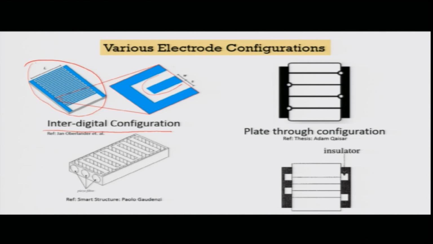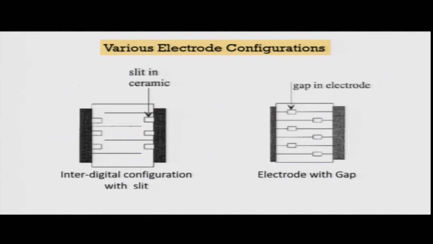Now, the other one that we use for the multi-layer stacks is a plate through configuration, where you have direct connections between the two electrodes. This is called a plate through configuration. You can also have a configuration where you have these insulators and this plate through configuration. The other configuration that you will see in interdigital is one which has a slit in it, like a slit in ceramic.